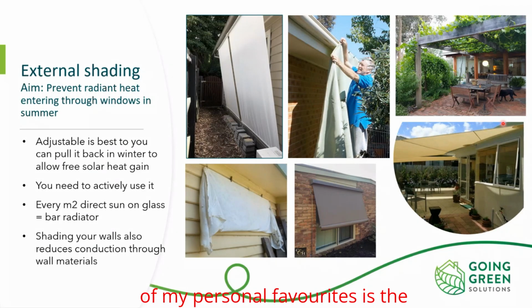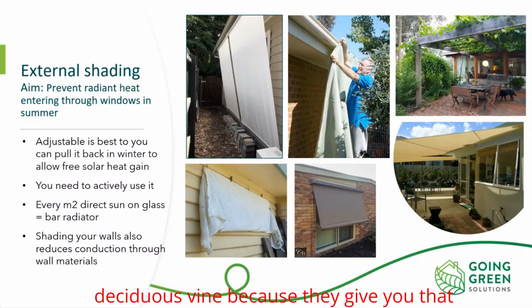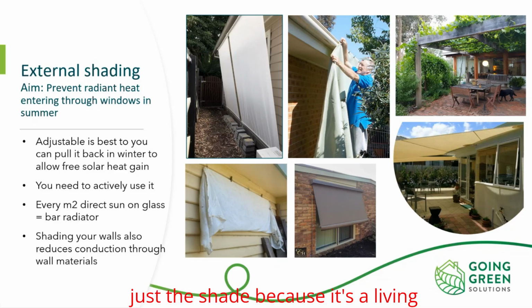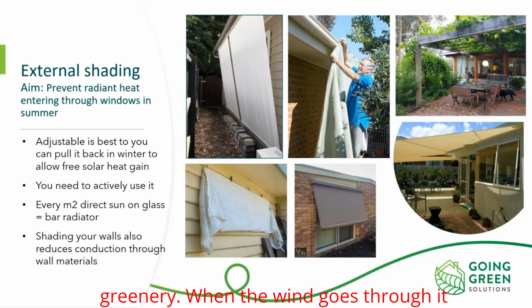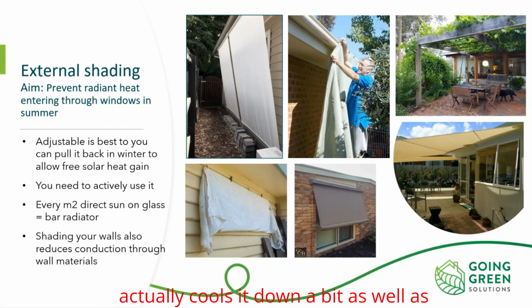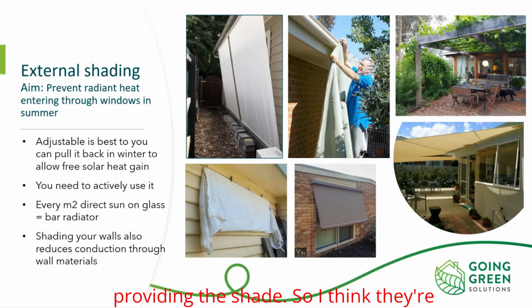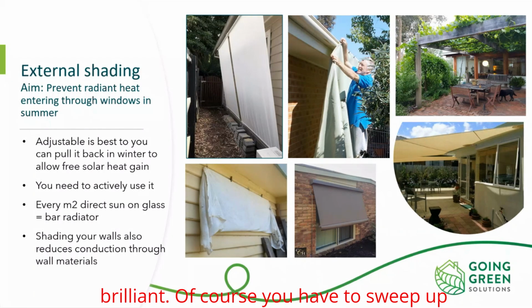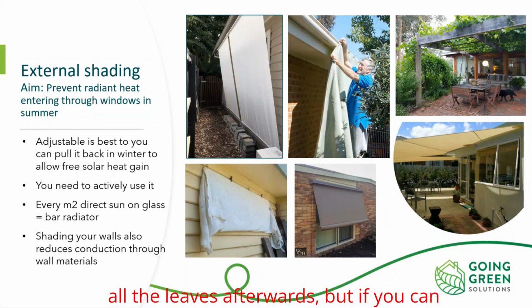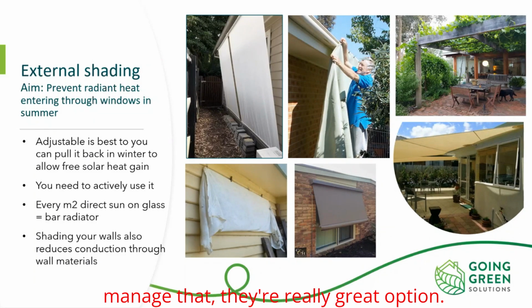This is one of my personal favorites, the deciduous vine, because they give you that beautiful shade in summer, but it's not just the shade, because it's a living plant and it's got all that greenery. When the wind goes through it, it actually cools it down a bit, as well as providing the shade. So I think they're brilliant. Of course, you have to sweep up all the leaves afterwards, but if you can manage that, they're a really great option.